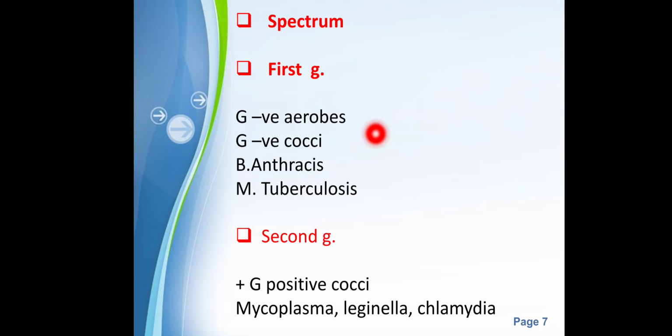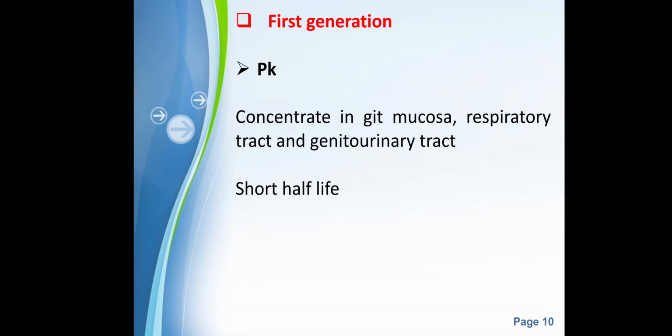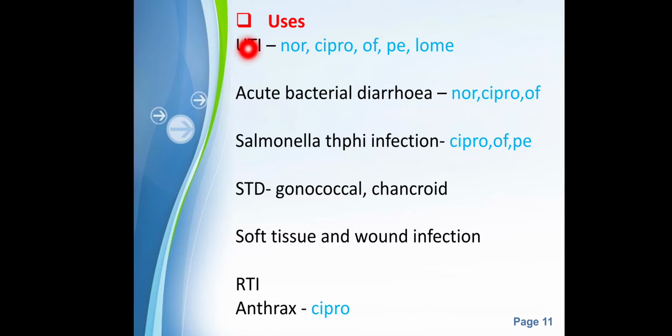In microbiology you will learn about gram negative aerobes, which they are and which diseases they are causing. For example, E. coli, right? It is a gram negative aerobe, and E. coli is responsible for causing UTI. So UTI is the use of first generation, right?